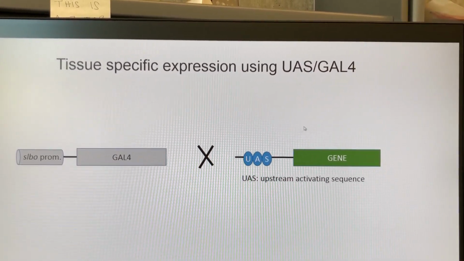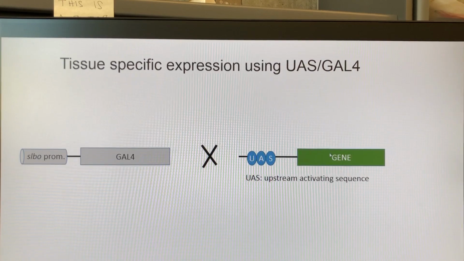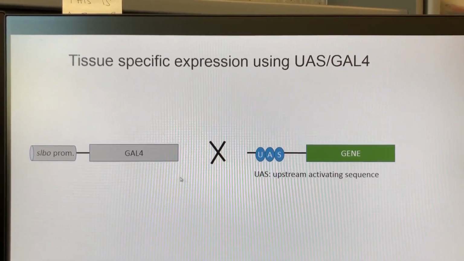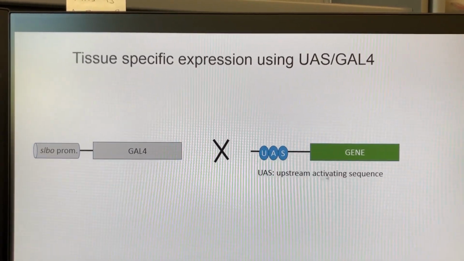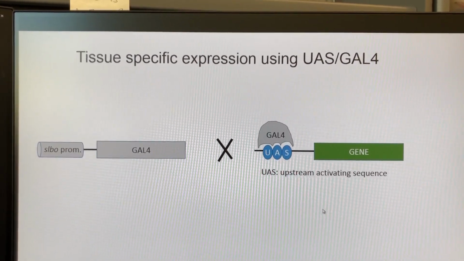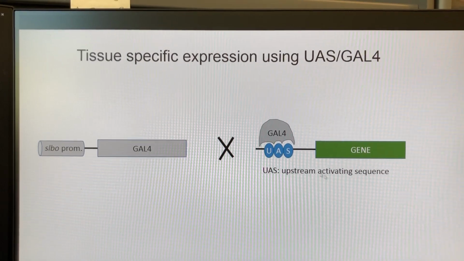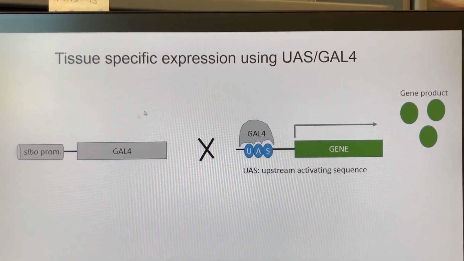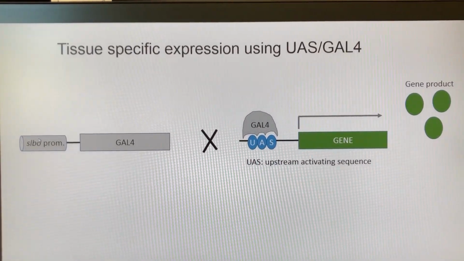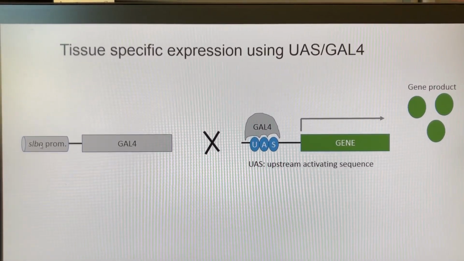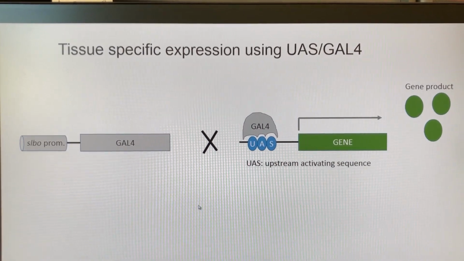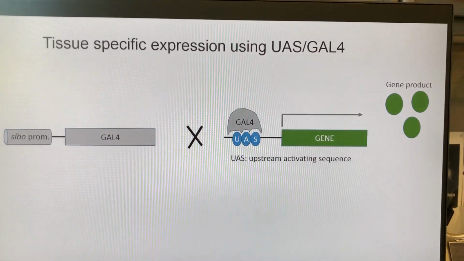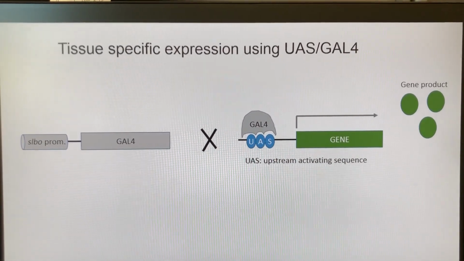And again, this by itself will give no gene product. However, when you cross them and you look at their progeny, and you have a copy of this transgene and a copy of this transgene, what you get is GAL4 docking onto UAS, and then you get transcription and translation of your gene product, again, specifically only where this promoter is active. In this case, only in the border cells. Okay, so this hopefully will help guide you through the paper and help you understand the experiments that they did, and we'll talk more about it on Friday.